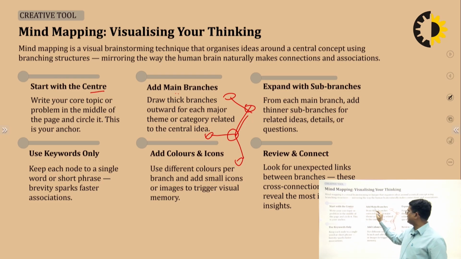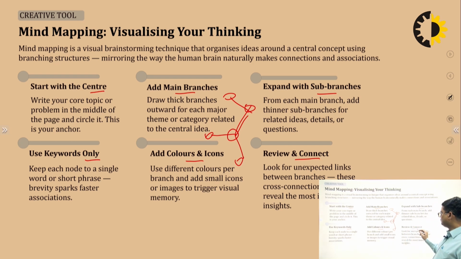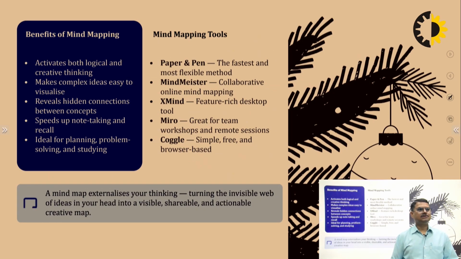Start with the center and main branches, expand with sub branches, and use keywords only. Don't write bulky statements on the screen, because they may become the reason for distraction. And if possible, you can add colors and icons. And finally, you need to do a review and connection between those things. So this is all about the mind mapping technique.